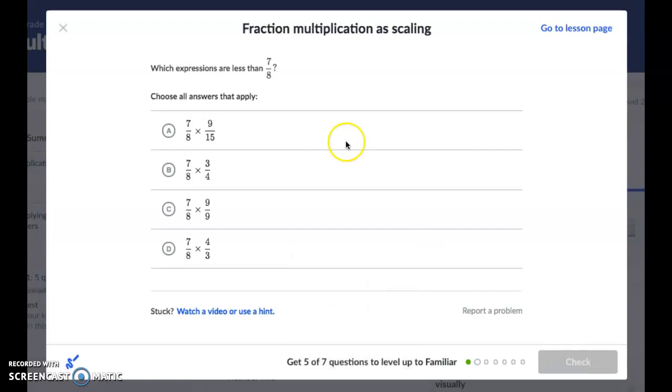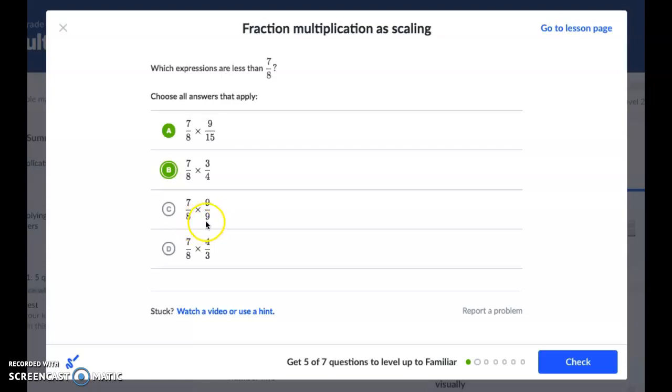Which expressions are less than 7/8? So 7/8 times 9/15, 7/8 times 3/4, 7/8 times 9/9, and 7/8 times 4/3. So in this case, we're multiplying 7/8 by another fraction, a part of a whole. 7/8 times another part of a whole. So these two are going to give us less than 7/8. This one is 7/8 times 1. So that would give us an answer of 7/8, which is not less than 7/8.